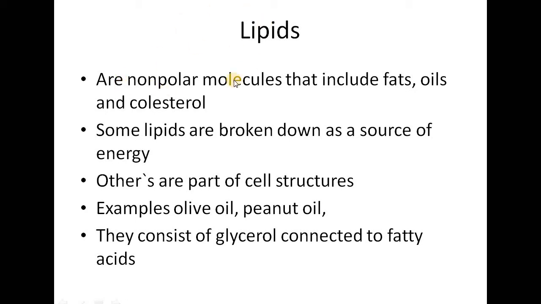Lipids are non-polar molecules that include fats, oils, and cholesterol. They are a good source of energy. They make up an important part of the cell structure, which is the phospholipid bilayer. Examples are olive oil and peanut oil.